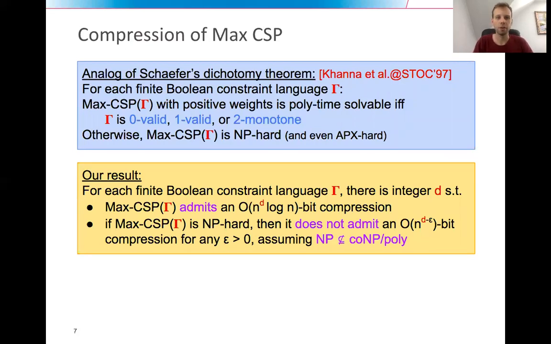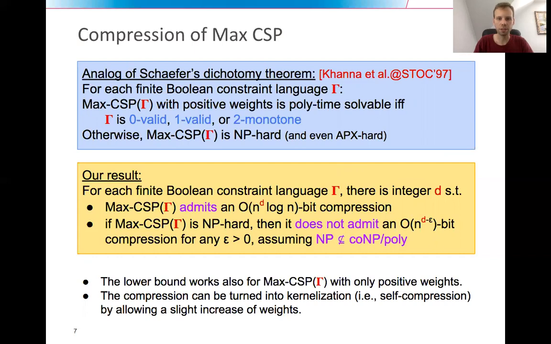Namely, we show that for any finite Boolean constraint language gamma, there is an integer d such that Max CSP gamma admits an n to the power of d log n compression, but as long as it is NP-hard, there is a matching lower bound. So we cannot break the n to d barrier, assuming NP is not contained in coNP/poly. And two remarks: this lower bound works also in the same setting as the classification theorem above. So the hardness works also where the weights are only positive.